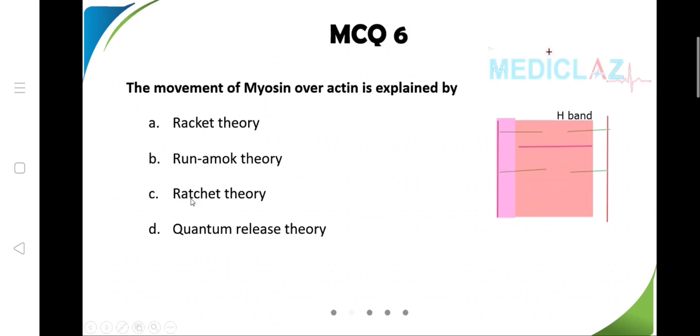Next, the movement of myosin over actin is explained by, just now I told you, ratchet theory, not racket. I told you how a ratchet looks like a golf stick. Ratchet theory or walk along theory. Answer is C, MCQ 6.